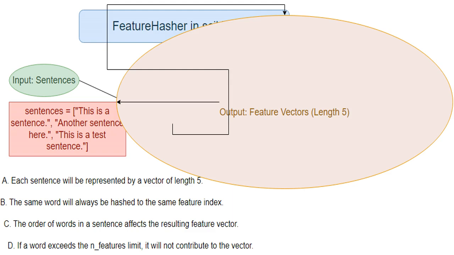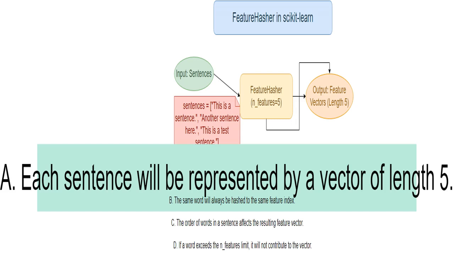The output of FeatureHasher will be a set of vectors. Each vector will represent a sentence, and each vector will have a length of 5. These vectors will be the numerical representation of my sentences, ready for use in a machine learning model. Cool, huh? This statement is true because I explicitly set NFEATURES to 5. Therefore, I expect each sentence to be converted into a numerical vector with exactly 5 features.